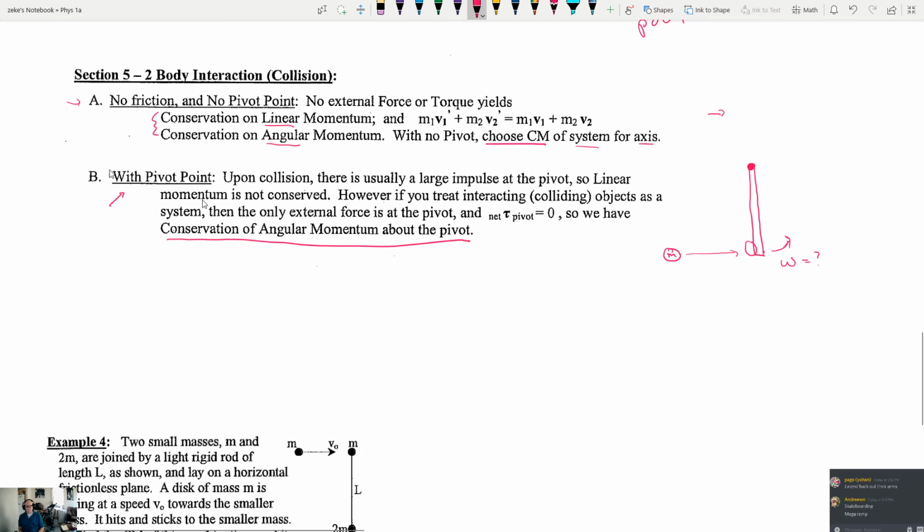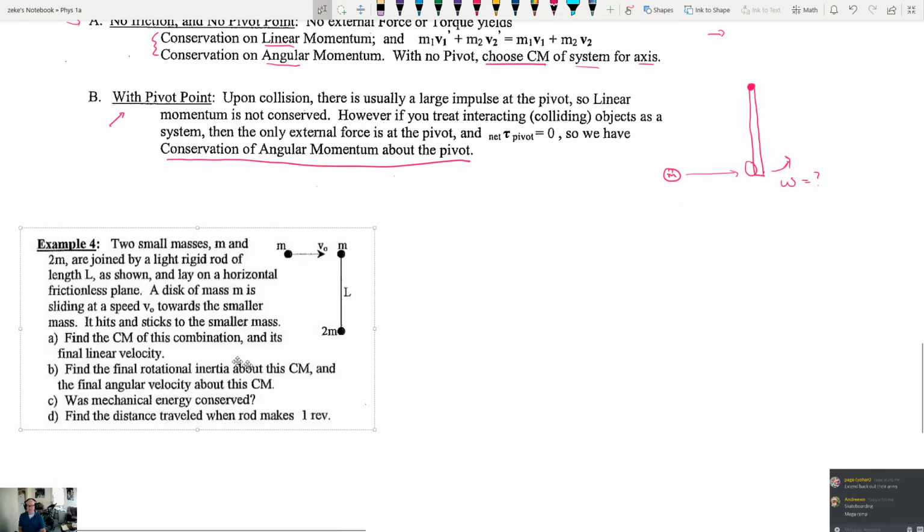So read this, or at least try to internalize what I just said, okay? All right, we'll return to that as we're doing this problem.